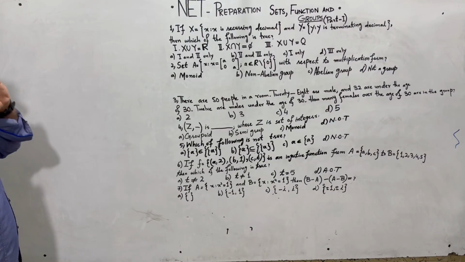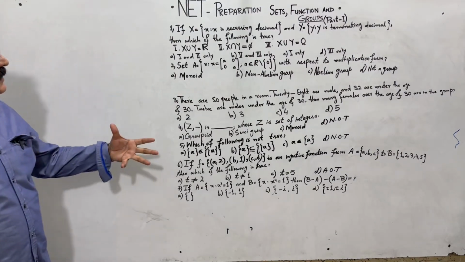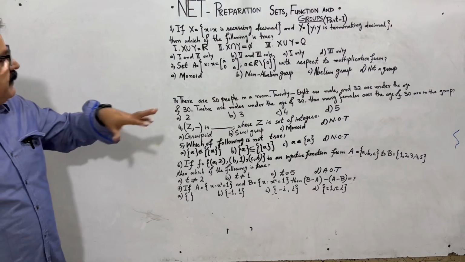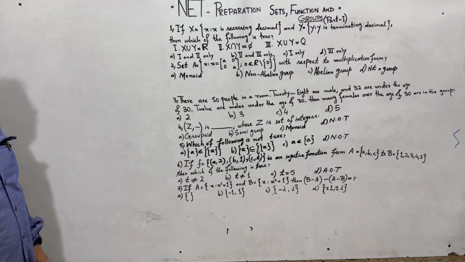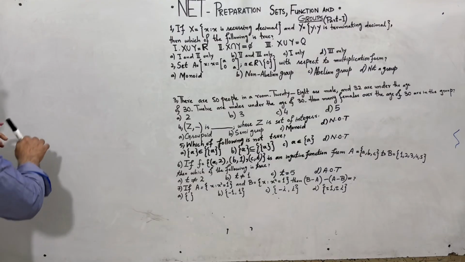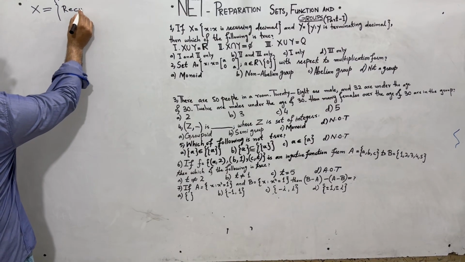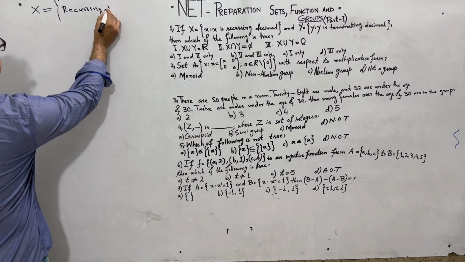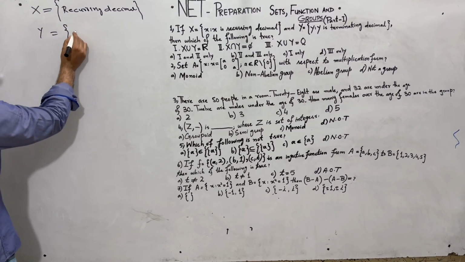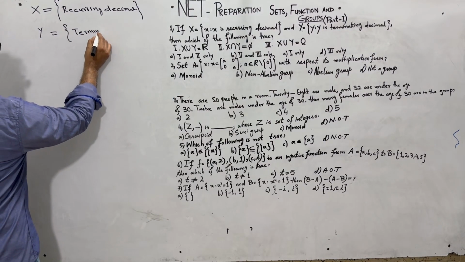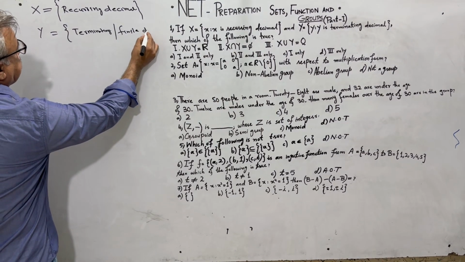Without wasting time, question number 1 is: if X, such that x is a recurring decimal, is written in set builder notation, x such that x is a recurring decimal, and y such that y is a terminating decimal. X is a recurring or repeating decimal, while y is a terminating or finite decimal.